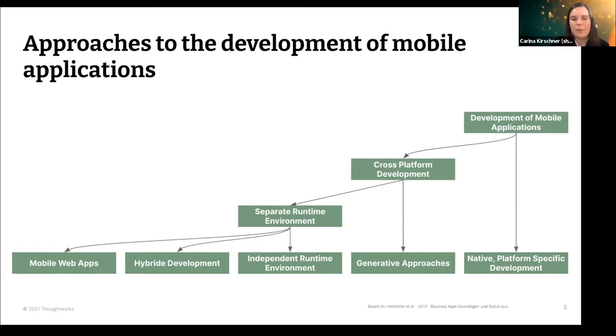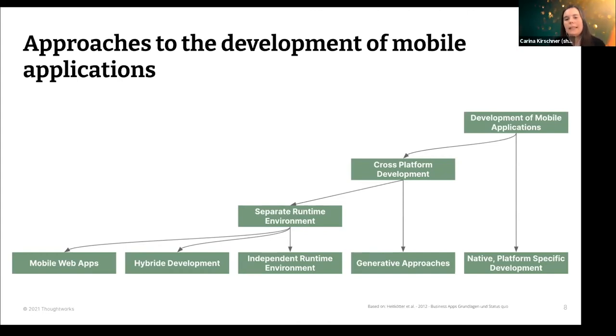Another approach would be hybrid development, where you still have those web components, so-called web views, which are integrated in a native container. This approach tries to close the gap between web technologies and the hardware of the mobile phone. Well-known frameworks which follow this approach are Ionic and Cordova, which you might have heard before.